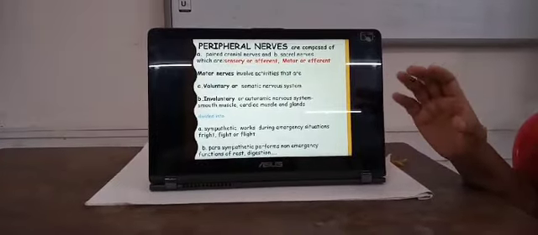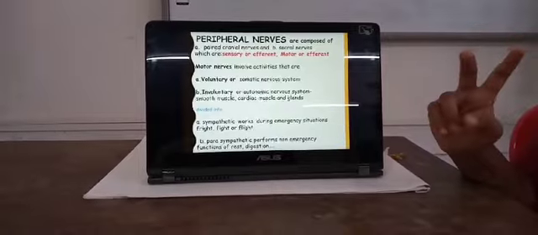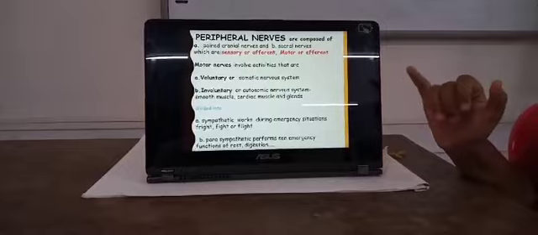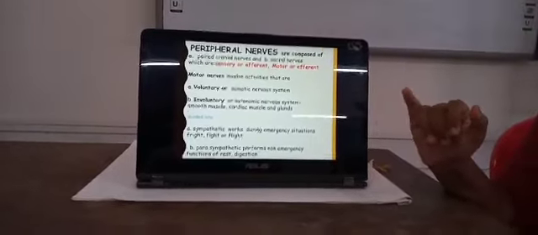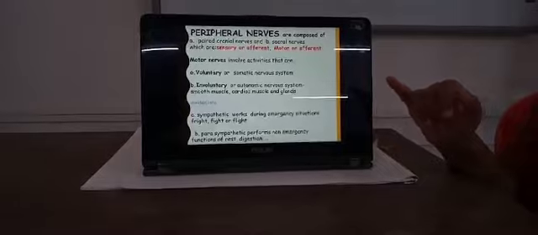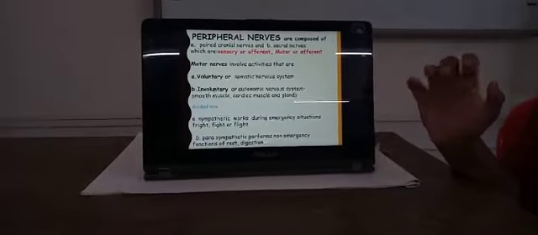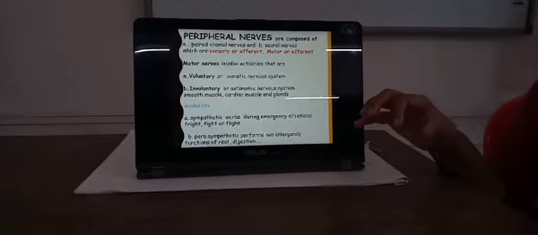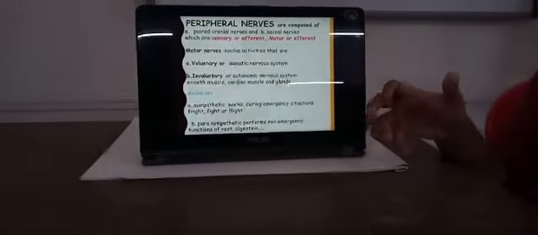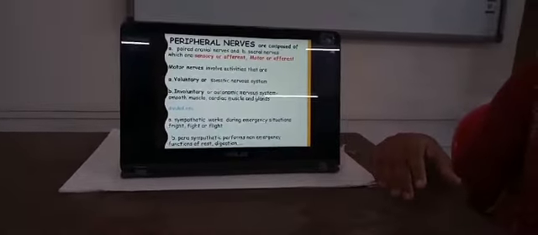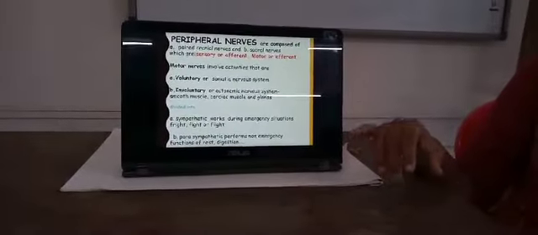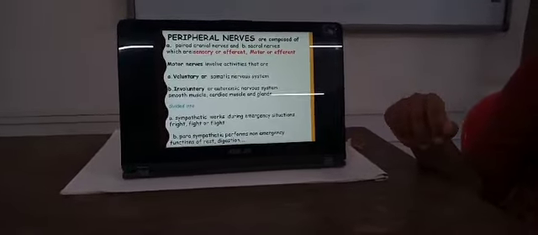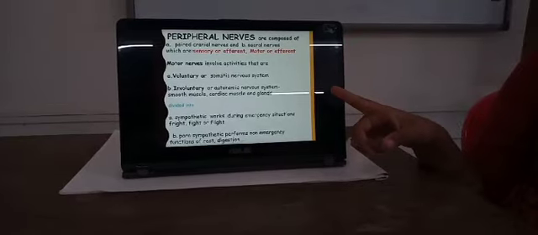Motor nerves are involved in two kinds of activities. The motor nerve or the efferent nerve, the two kinds of activities by the motor nerve are voluntary and involuntary. Voluntary is also called somatic function. Involuntary is also called autonomic function. Autonomic is something like automatic. It happens without us even realizing it's happening. The voluntary function is done by the somatic nervous system. The involuntary function is done by the autonomic nervous system.